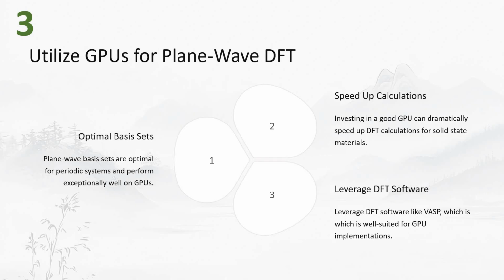The third point is utilize GPUs for plane wave DFT. There are two types of basis set for DFT calculation: atom centered, and the second one is plane waves. Plane wave basis sets are especially suitable for periodic systems like solid state material and crystal. I found that plane wave DFT calculations perform exceptionally well on GPUs. So if your main goal is to study solid state systems, invest in a good GPU and a decent periodic DFT software like VASP or Material Studio.